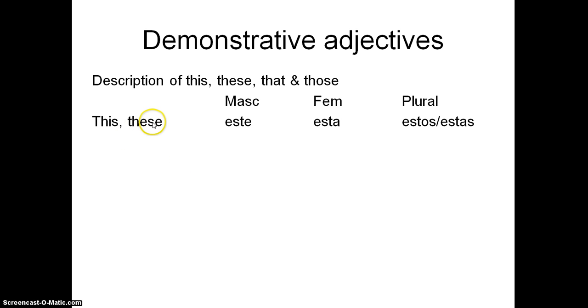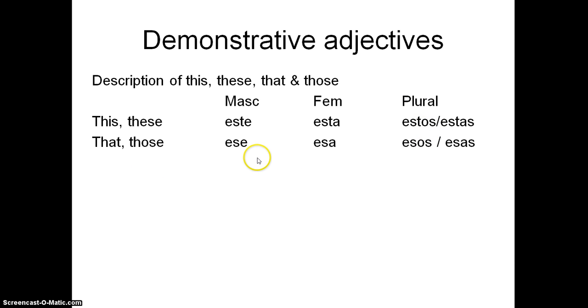So if we're using this and these, we'd use este for the masculine this, esta for the feminine this, estos for the plural these, and estas for the feminine plural these. This one, just be careful with this one. It's not estes, it's estos. This is a common mistake, so just be careful with that one.